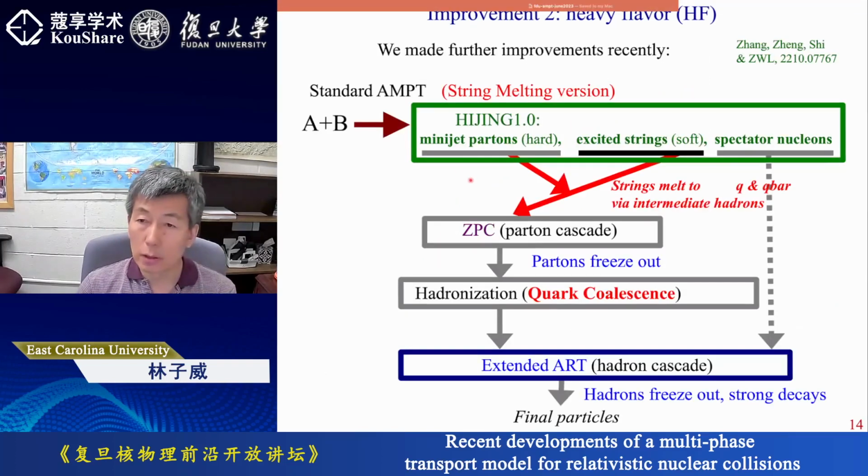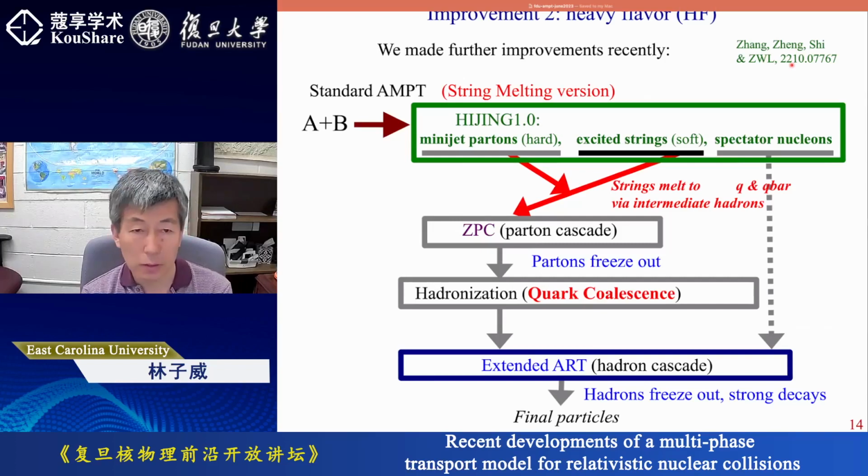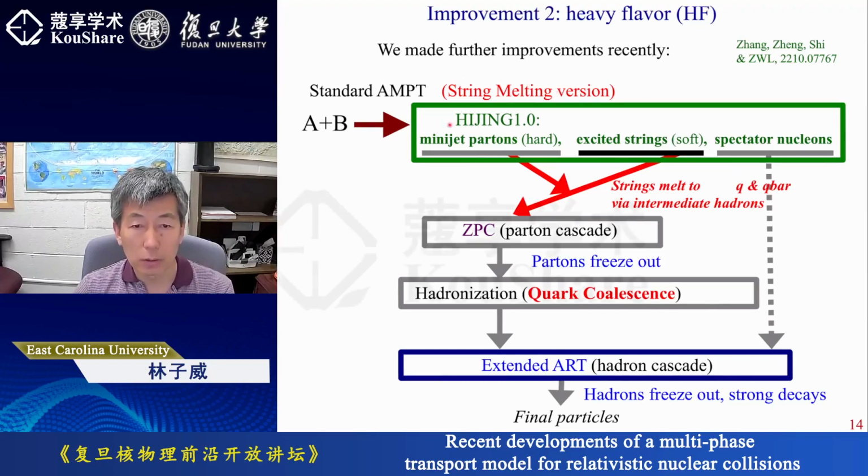And then recently, in a study on small systems, p-Pb collisions, we have further improved the heavy flavor production and hadronization in the AMPT model. So this is the structure of the string melting AMPT model, where we have the HIJING model, and then most of the energy in the overlap region is converted into quark and antiquark, which then enter the parton cascade. After they freeze out, we go through hadronization via quark coalescence, and then the hadrons go through hadron cascade and freeze out.